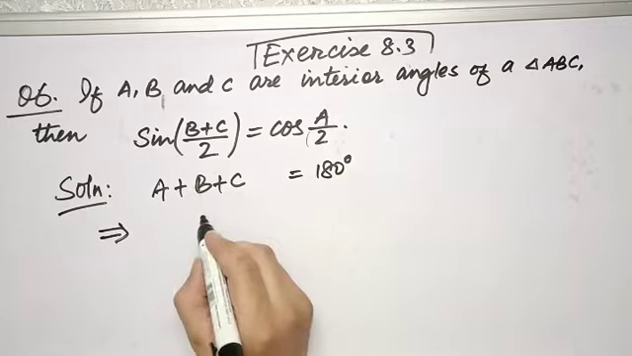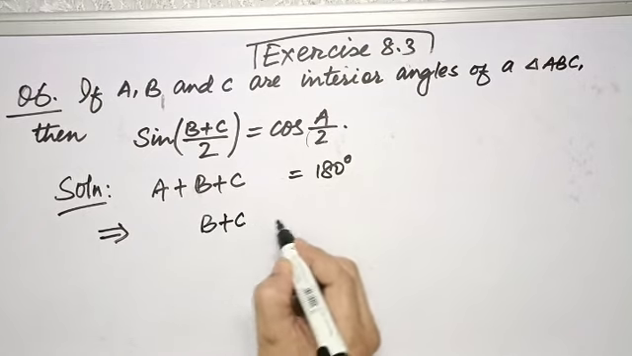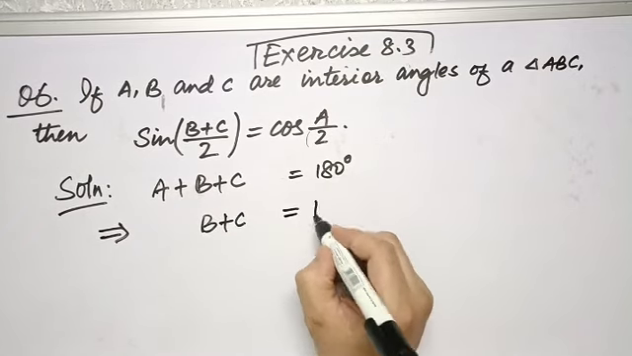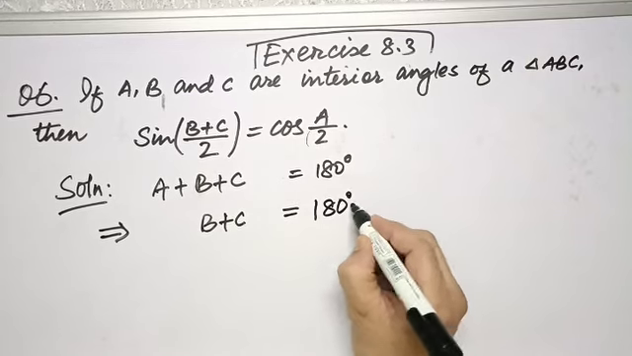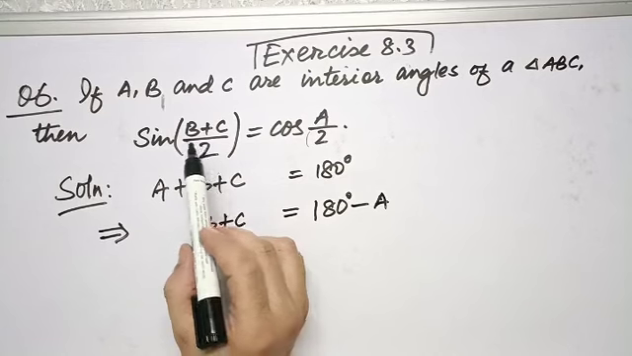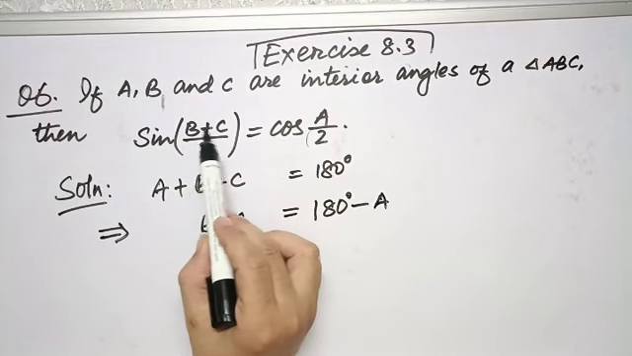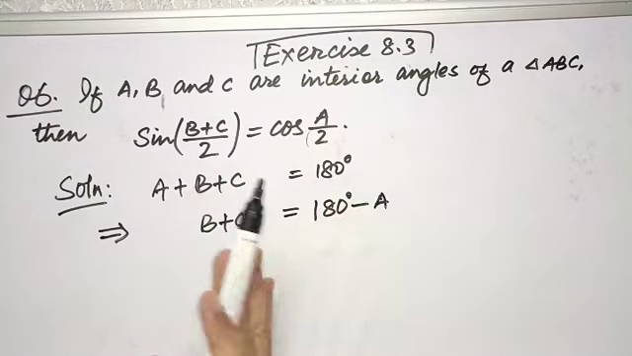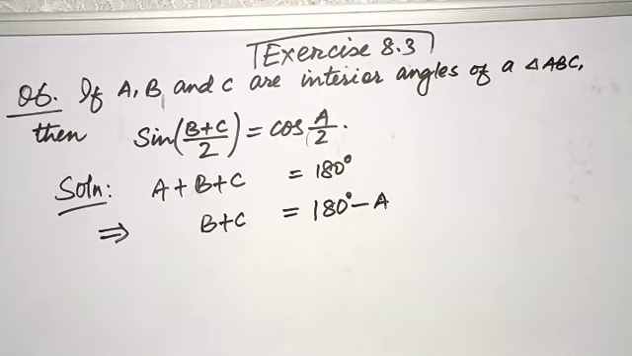What do I mean? I mean to say that B plus C will remain on the left hand side and 180 degree minus A will come to the right hand side. Why do I do this? Because B plus C and A are different, isn't it? B plus C is on the left hand side and A is on the right hand side. So I took A to the right hand side.